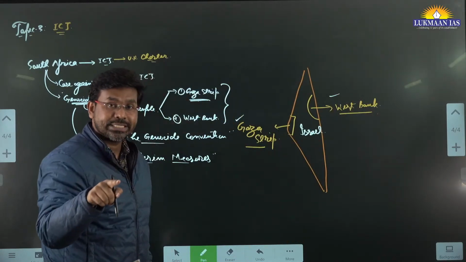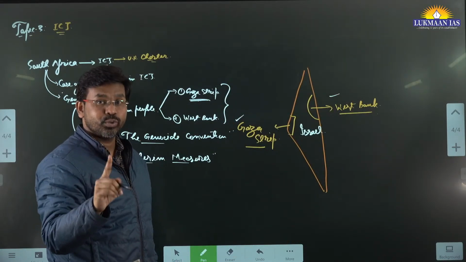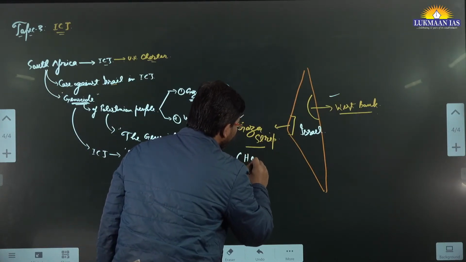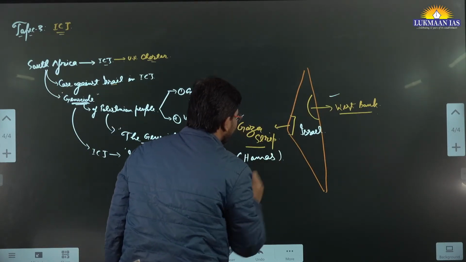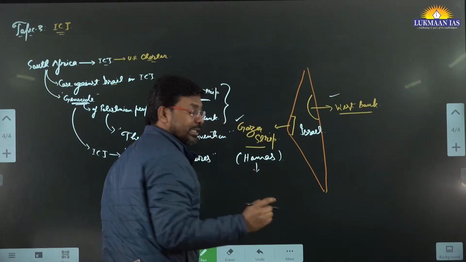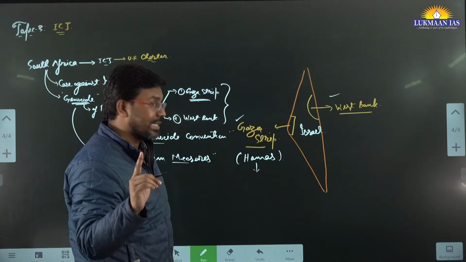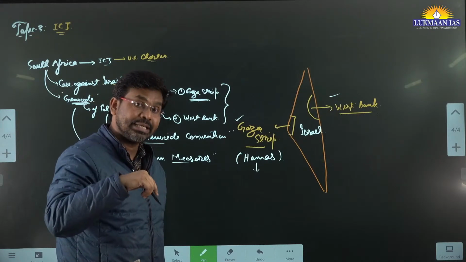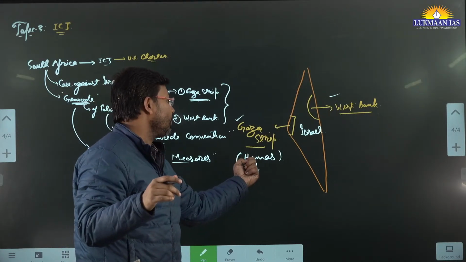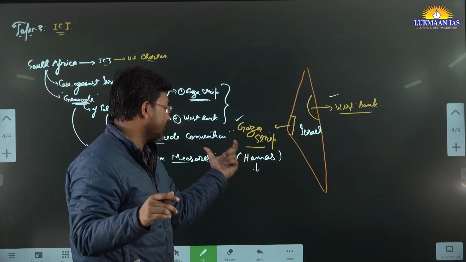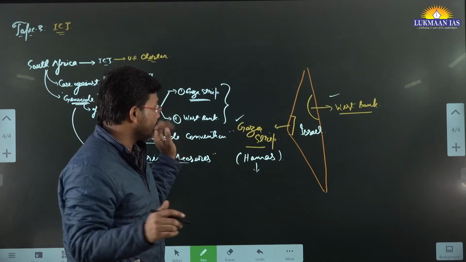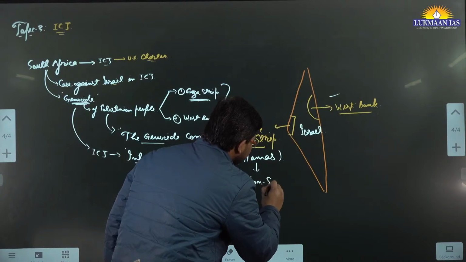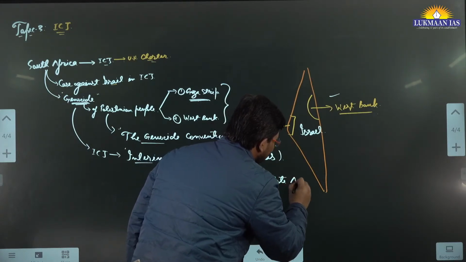So initially what has happened? On 7th of October 2023, from Gaza Strip there was an armed group. Its name is Hamas, right? Hamas means the Islamic Resistance Movement. This is the meaning of Hamas in the Palestinian language. But Hamas is a non-state actor.